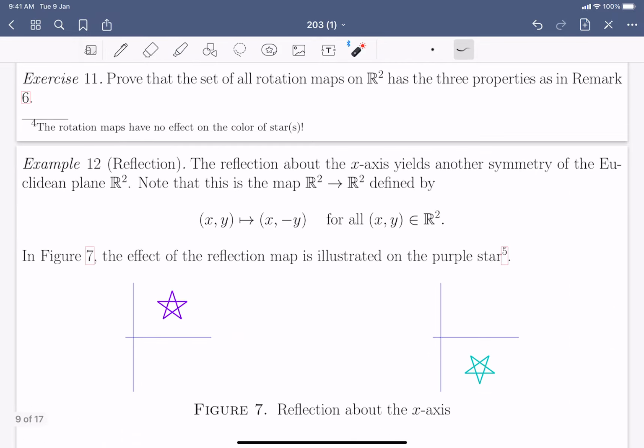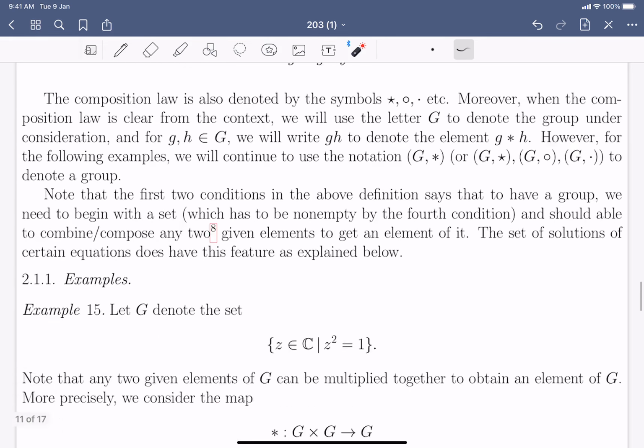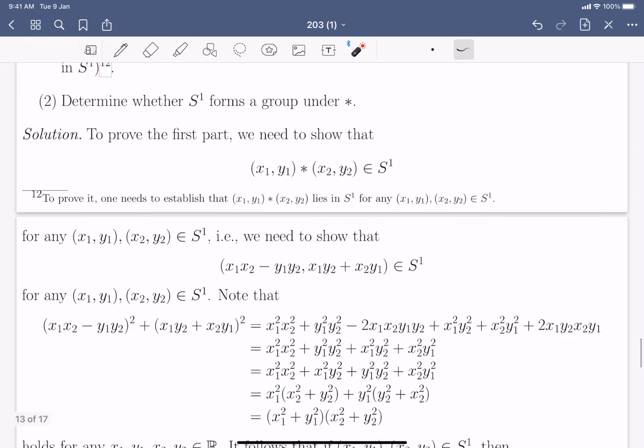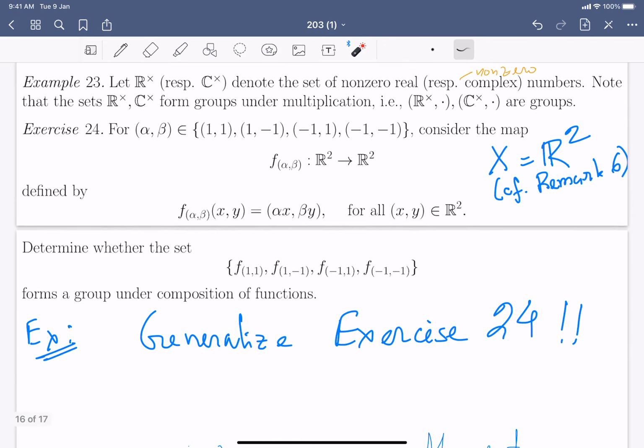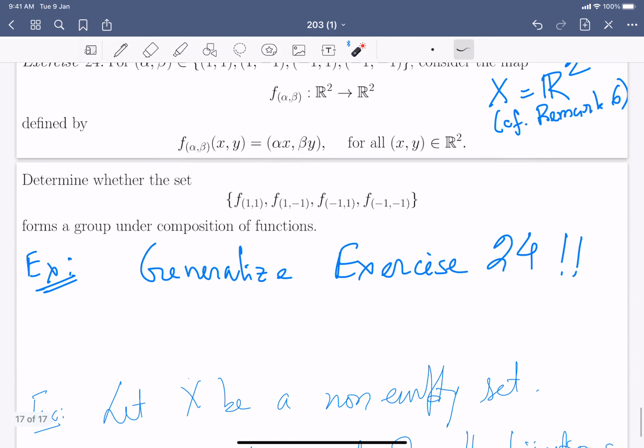Yeah, here this one, the reflection map. It sends x comma y to x comma minus y. So you're just trying to come up with a variant of this map, right? Or maybe 4 variants of this map. So we just introduce the signs here, right? The signs alpha beta, right?